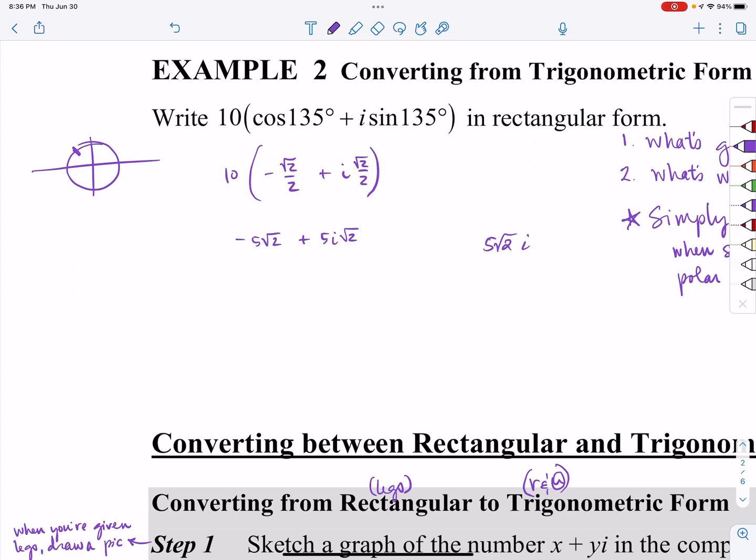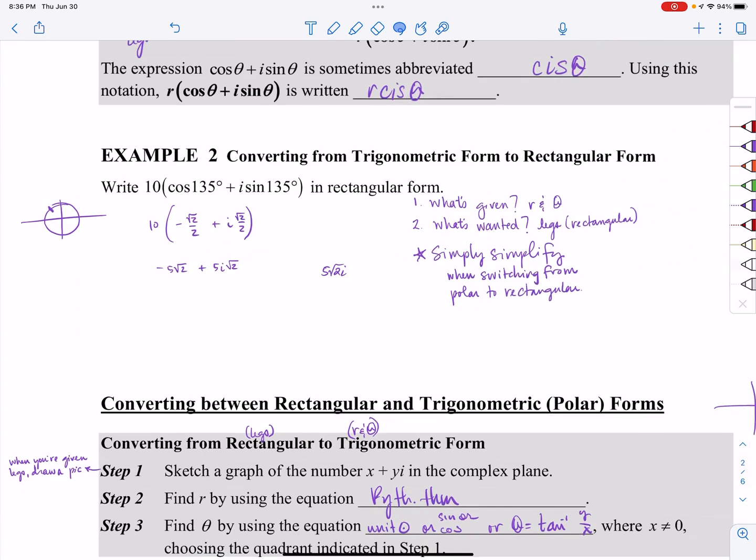However, if your handwriting starts to look like that, with the i a little bit underneath, then you may get some points taken off. So just be careful about that.